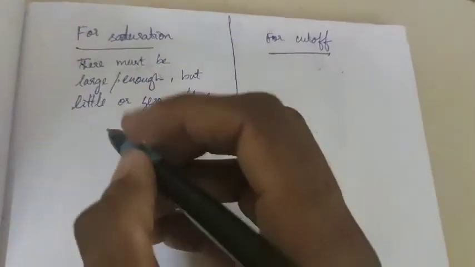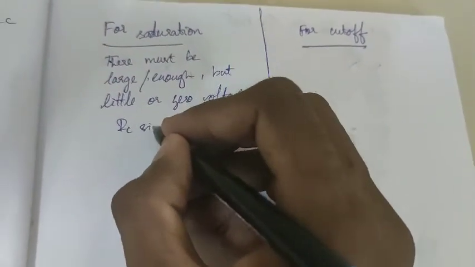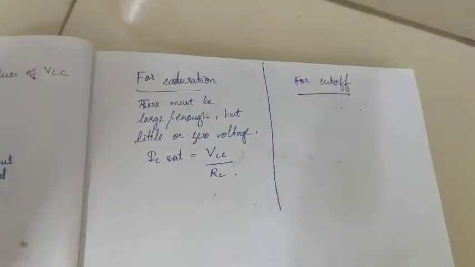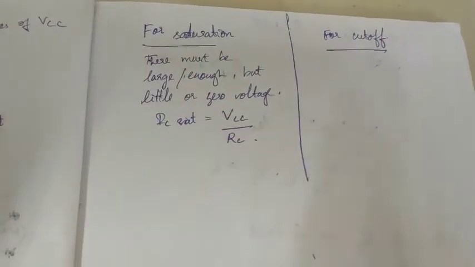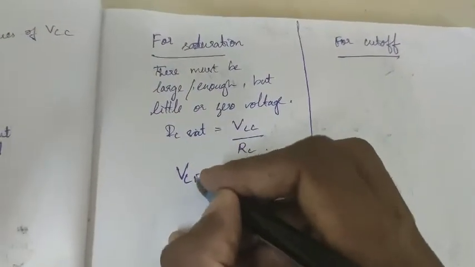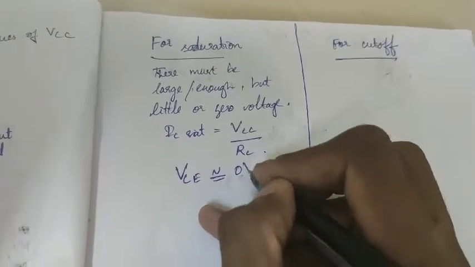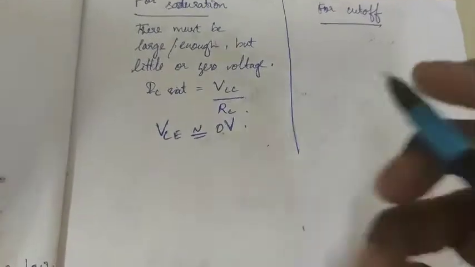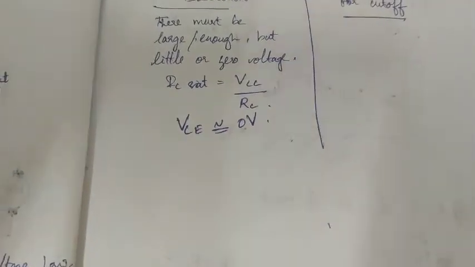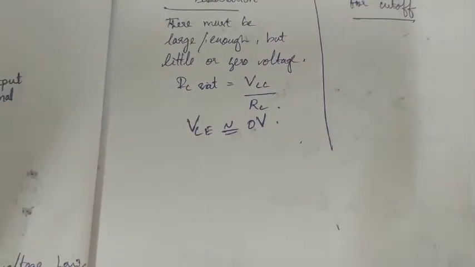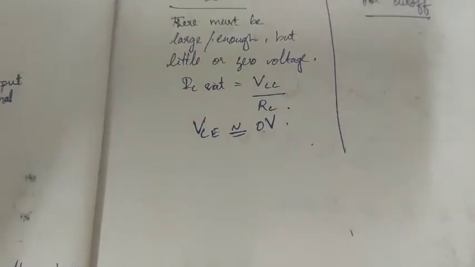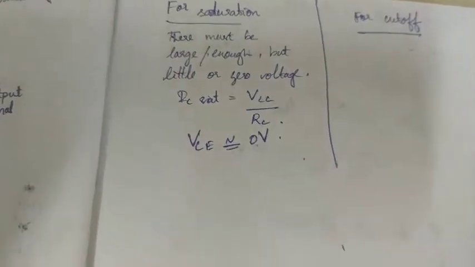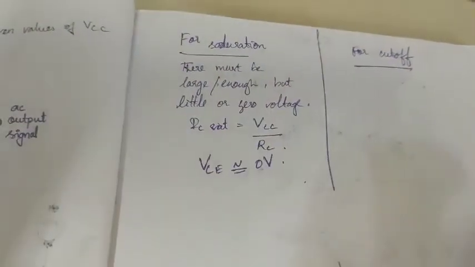So in the saturation region I can tell IC sat is VCC by RC, since it is a ratio of voltage to resistor, and VCE is approximately equal to 0 volt. Why I am telling is IC equal to beta IB. So when I convert this convention, I can get VCE to a minimum of 0.001 volt. So it is approximately 0 volt, right?